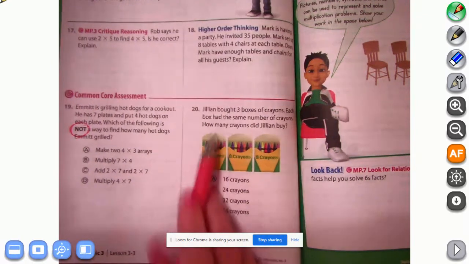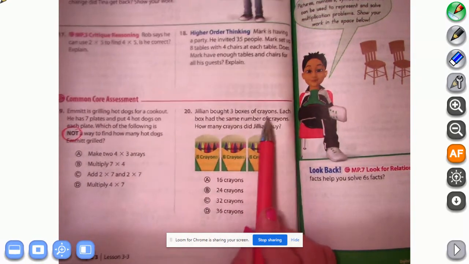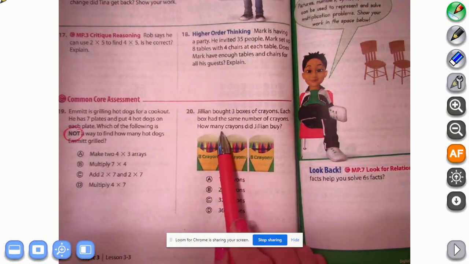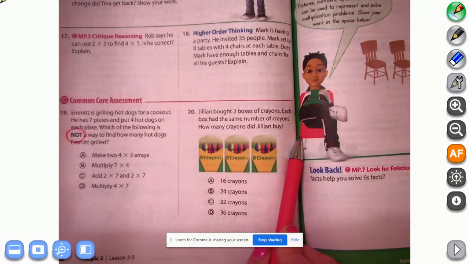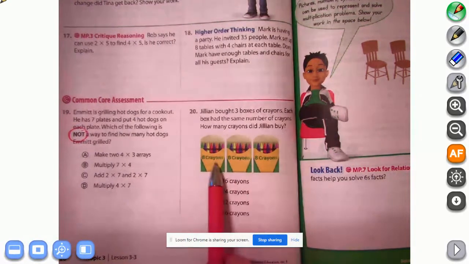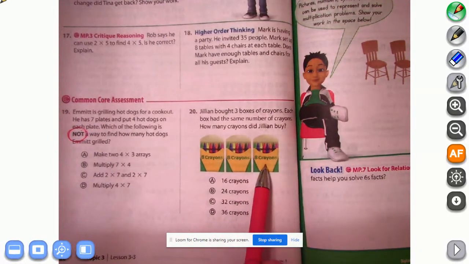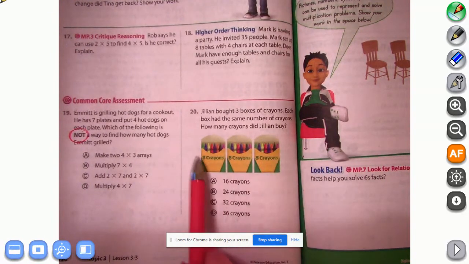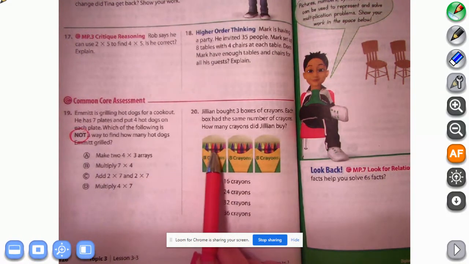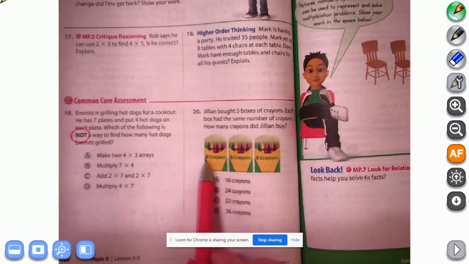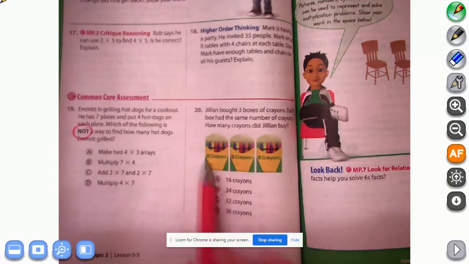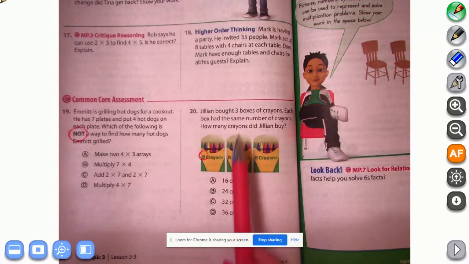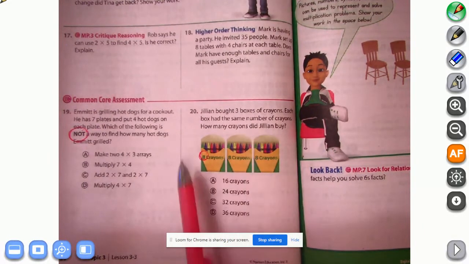And then number 20, Jillian bought 3 boxes of crayons. Each box had the same number of crayons, but how many crayons did Jillian buy? So 3 boxes. Each box had the same number of crayons, so we can count them. 1, 2, 3, 4, 5, 6, 7, 8. Oh, look right here. It shows us 8 right on the packaging, Mrs. Martinez, right there. All right, so there's 3 boxes of 8.